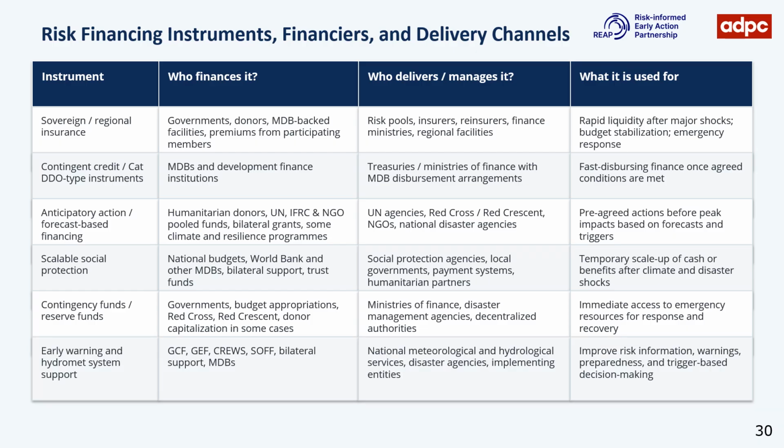Early warning and hydromet support is also included because finance depends on credible information. Without reliable forecasts, impact data, and risk analysis, trigger-based action becomes difficult. The best approach is not to choose one instrument, but to layer instruments according to risk type, frequency, severity, and institutional capacity.